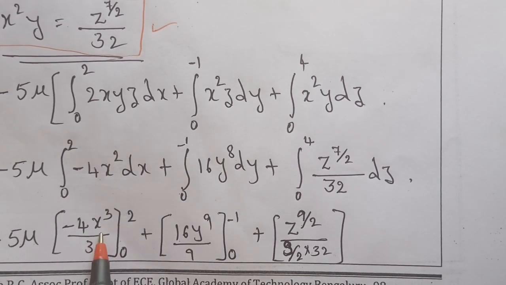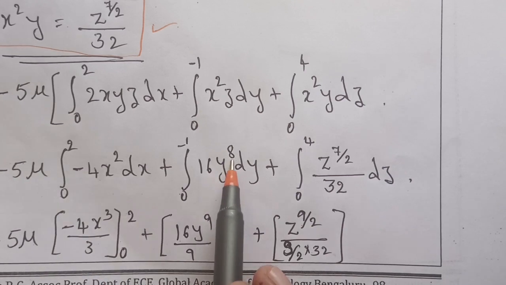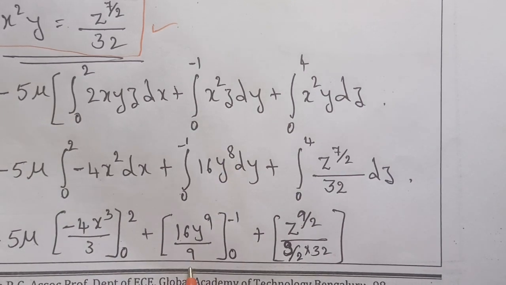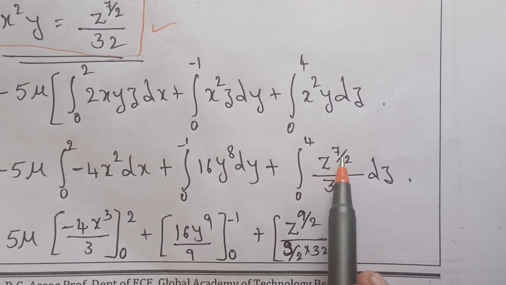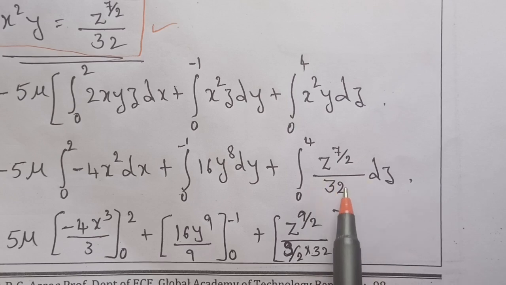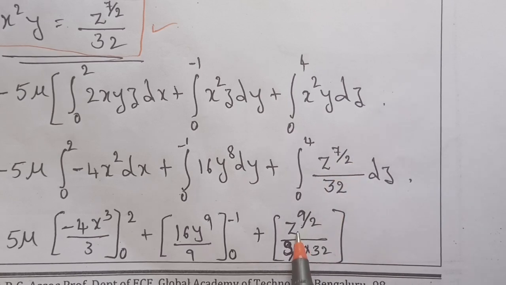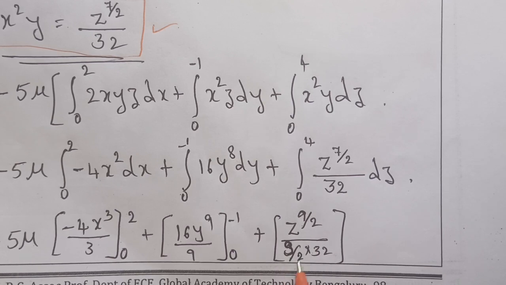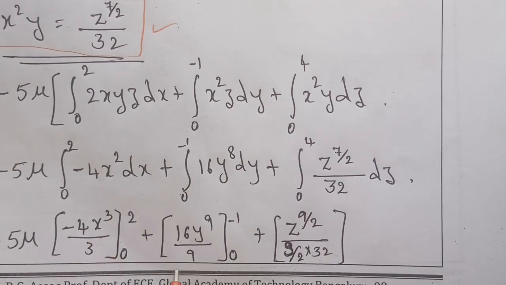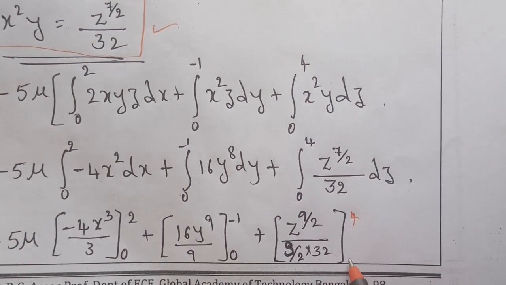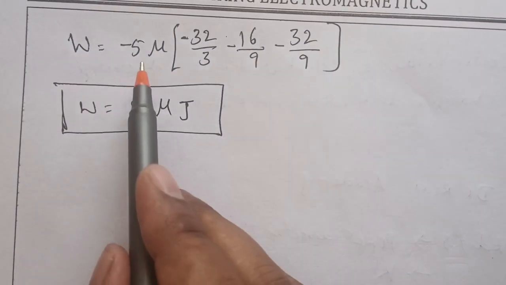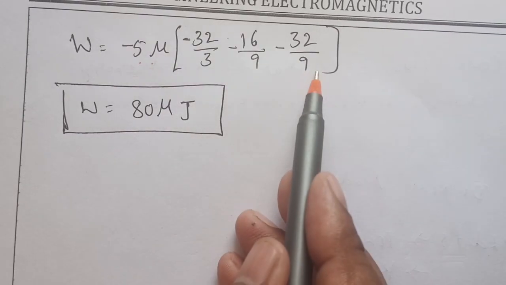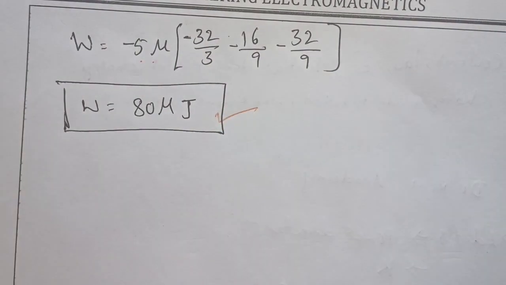The integration of x square is x cube by 3. Similarly, the integration of y power 8 is y power 9 by 9. And similarly, the integration of z power 7 by 2 is z power 7 by 2 plus 1 divided by 7 by 2 plus 1. This becomes 9 by 2. Therefore, z power 9 by 2 divided by 9 by 2 into 32. So just apply the limits. Here the limits are 4 to 0. So apply the limits and simplify. So you get W is equal to 5 microcoulombs into, you just simplify this, and again we got 80 microjoules.